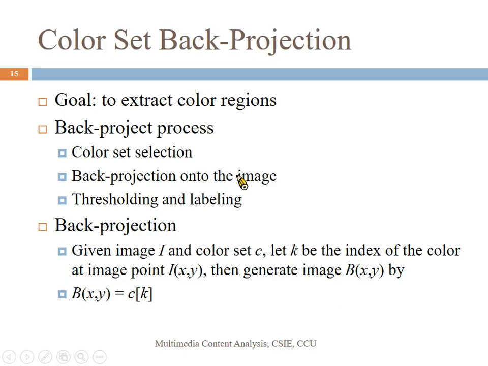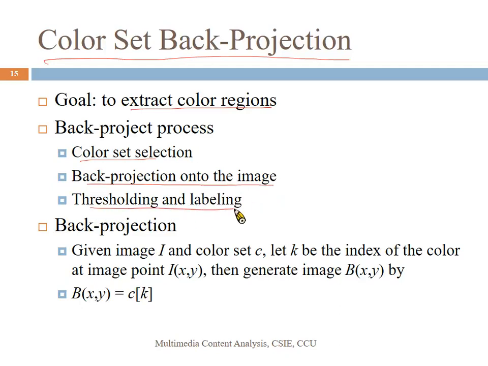Color set is not only used to represent pixels, but also used to detect color regions. So they propose the color set propagation process to extract color regions. In the process, they first select some prominent color sets, and then they project them onto the image, and then they do some thresholding and labeling. The so-called projection process is: given image I and the color set C, let K be the index of the color at the image point.